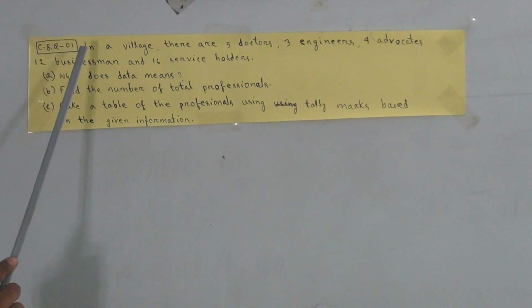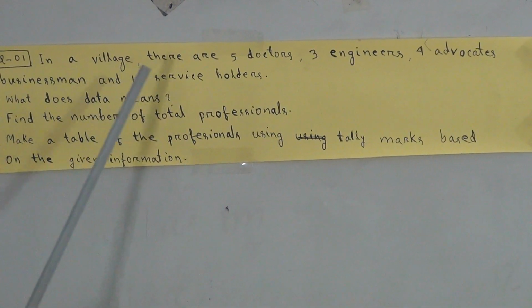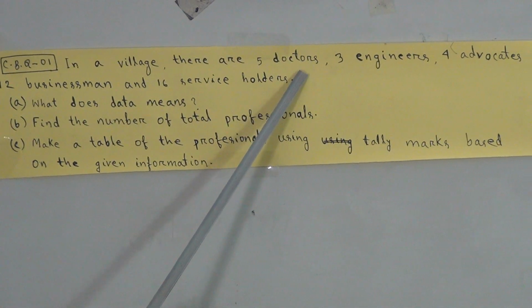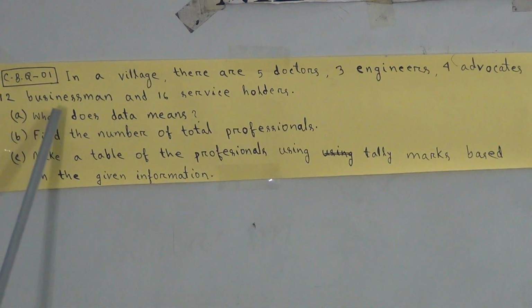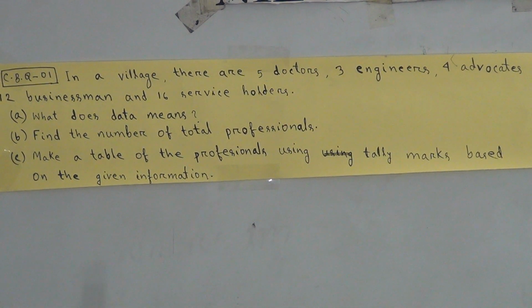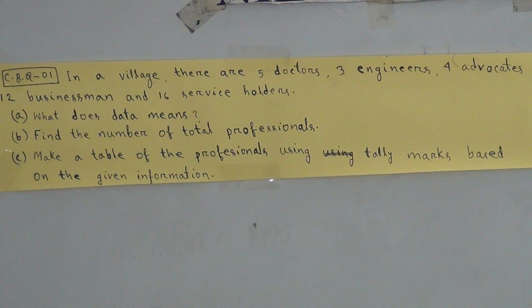Here the question is, in a village, there are 5 doctors, 3 engineers, 4 advocates, 12 businessmen, and 16 service holders. A number question, what does data mean? B number question, find the number of total professionals. And C number, make a table of the professionals using tally marks based on the given information. Dear students, now we will solve.